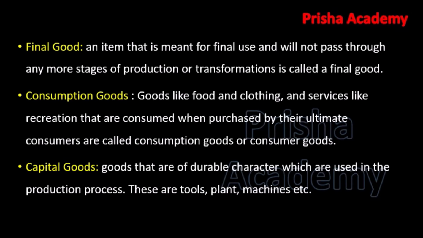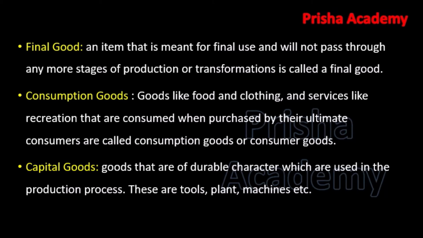So let's see the frequently used terms. First is final good. An item that is meant for final use and will not pass through any more stage of production or transformation is called a final good. For example, in a rubber factory, the rubber is the intermediary good. When the rubber is turned into a chappal, that chappal will be the final good.